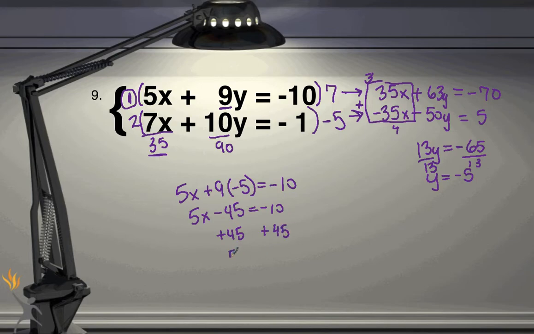And that leaves me with 5x equals positive 35. If I divide both sides by 5, I get x equals positive 7, leaving me with a final answer of (7, -5).